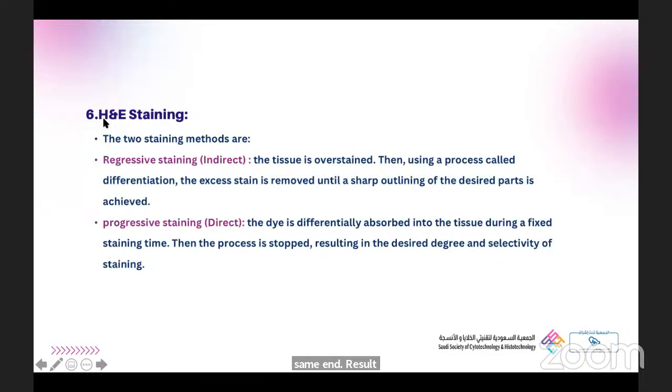Here we are going to talk more about the staining method. We have two staining methods: the regressive staining, which is the indirect method. The tissue is going to be overstained. Then we use a process called differentiation, in which the excess stain is removed until sharp outlining of the desired part is achieved. On the other hand, there is progressive staining, which is the direct method. The dye is differentially absorbed into the tissue during a fixed staining time. Then the process is stopped, resulting in the desired degree and selectivity of staining.